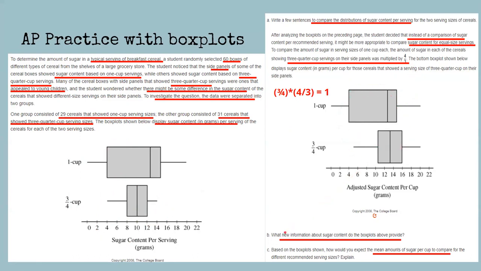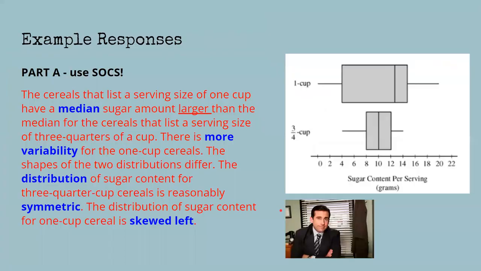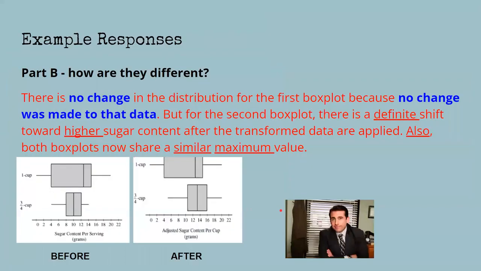So the new thing. What new information does it provide? All right, let's see. Well, what is this saying? It's basically saying how is it different before and after? What's the difference? Well, what you could say is there's no change in the distribution for the first box plot because nothing was changed to that. They didn't multiply anything for the 1 cup because they were trying to make them both based off of the 1 cup. So obviously we could say that, but for the second box plot, there is definitely a shift.